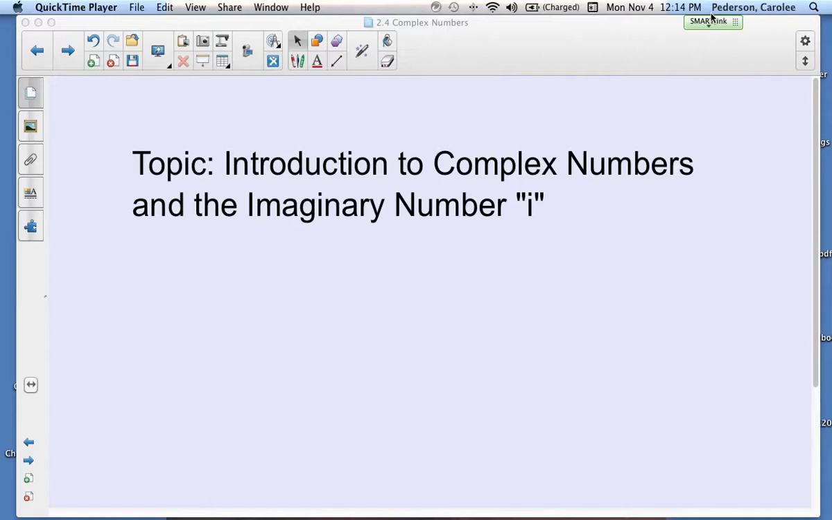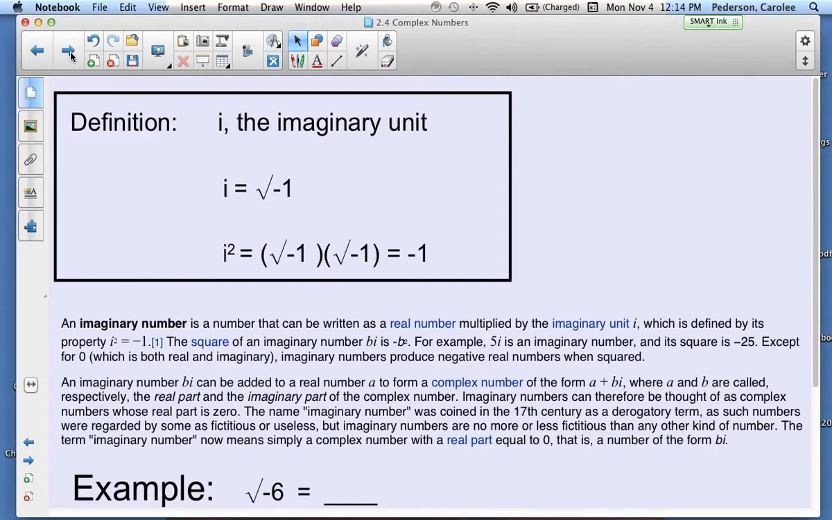Here's the introduction to complex numbers and the imaginary number i. The definition, there's a lengthy definition if you'd like to pause and read about it. No need to write this down below here.